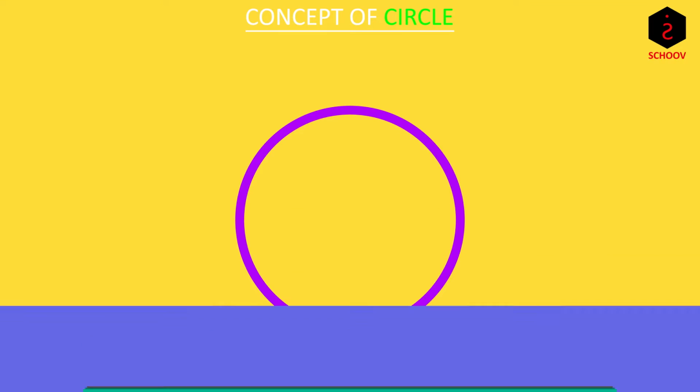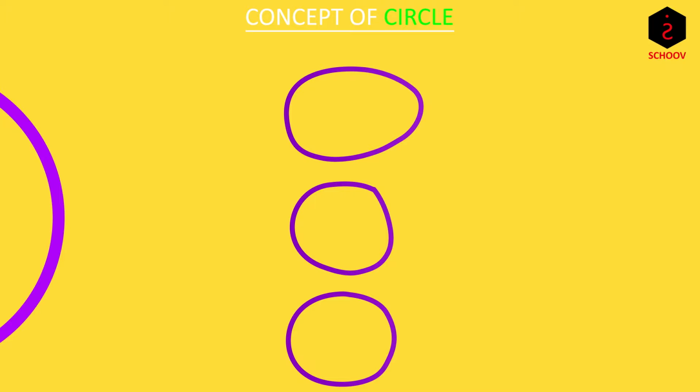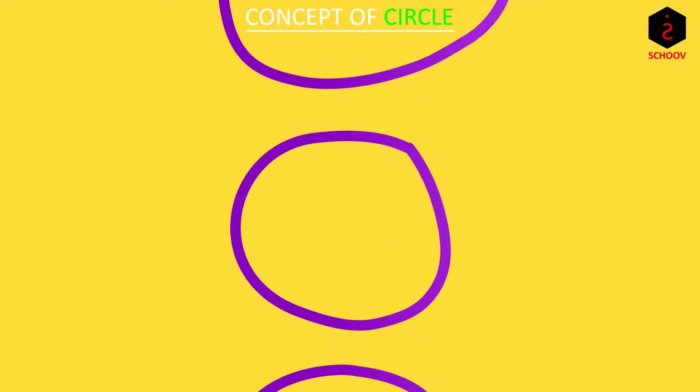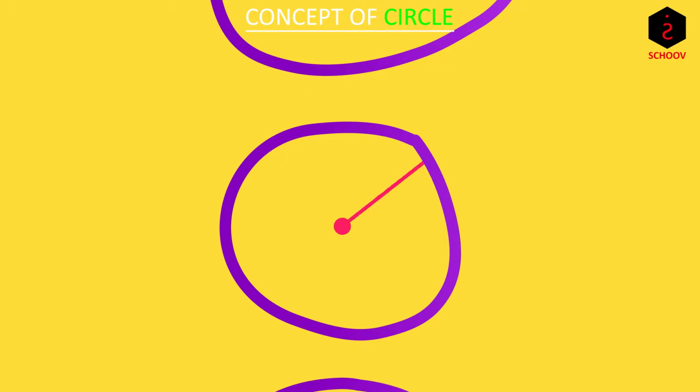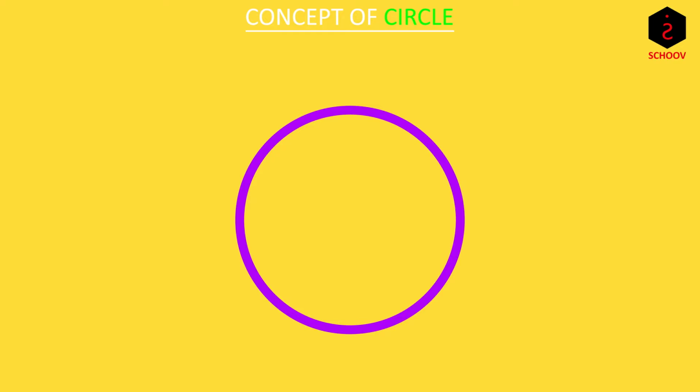Now you know why this is a circle, but these are not. That's right. The distance from the center is not always equal. So, our first question is answered. What is a circle?